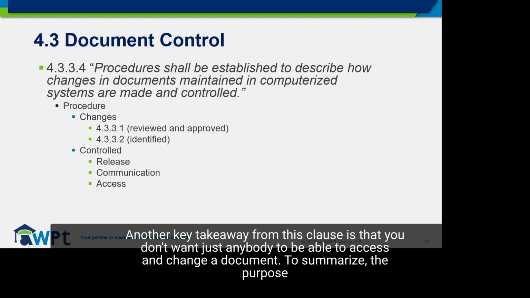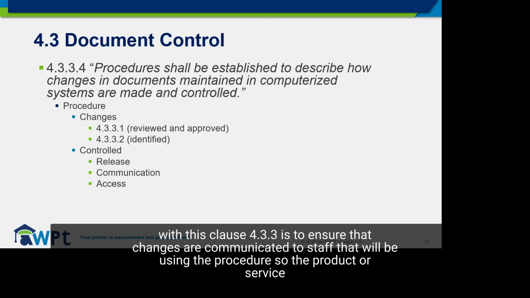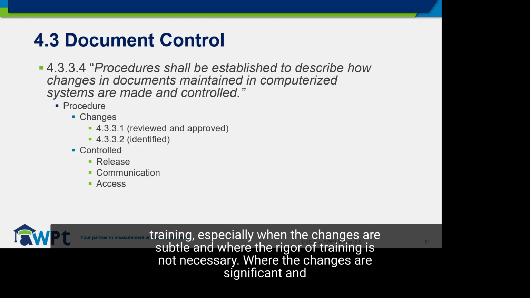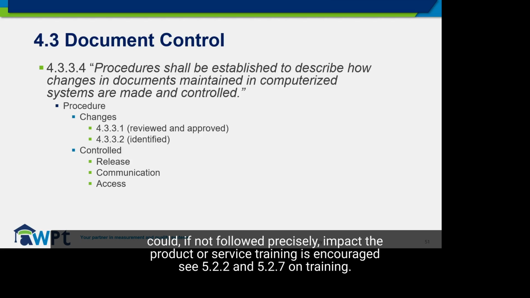Another key takeaway from this clause is that you don't want just anybody to be able to access and change a document. To summarize, the purpose of clause 4.3.3 is to ensure that changes are communicated to the staff that will be using the procedure, so the product or service provided to the customer is consistent and meets expectations or requirements. These methods of change communication may forego formal training or other types of training, especially when the changes are subtle and where the rigor of training is not necessary. Where the changes are significant and could, if not followed precisely, impact the product or service, training is encouraged. See 5.2.2 and 5.2.7 on training.